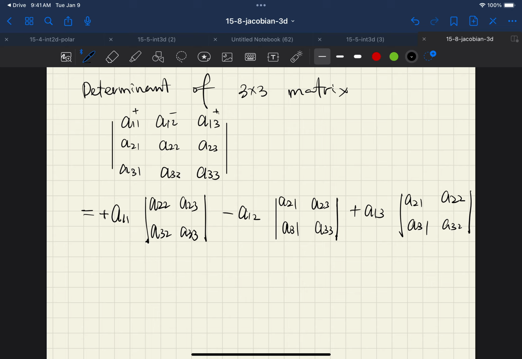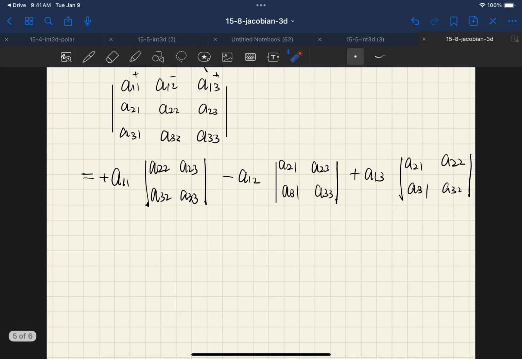And this one is easy to evaluate. Although it's a complicated computation, each term is a number times the determinant of a 2 by 2 matrix. We know what that is: multiply these two minus multiply these two. The same thing for the next one. After we find the determinant of the 2 by 2 matrix, we multiply by A12 and subtract it from the first item, and the same thing here. So this is a somewhat complicated computation if you have a 3 by 3 matrix.